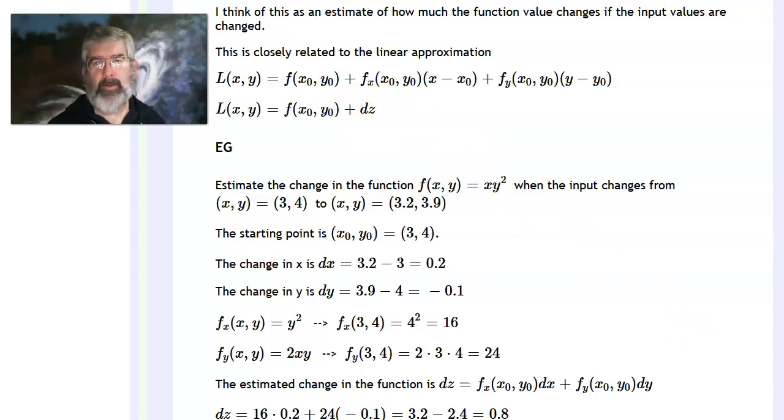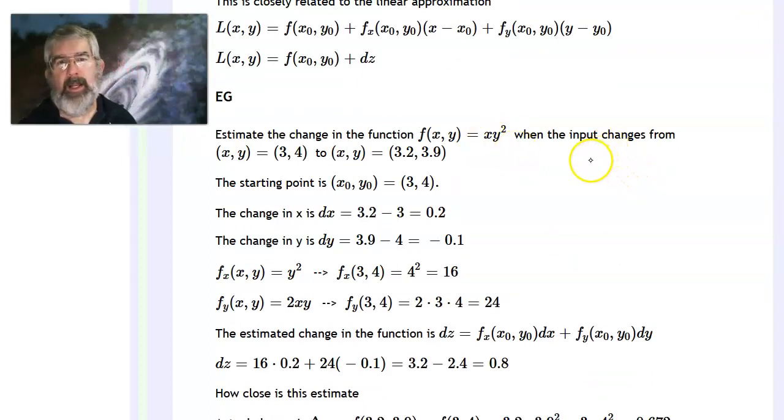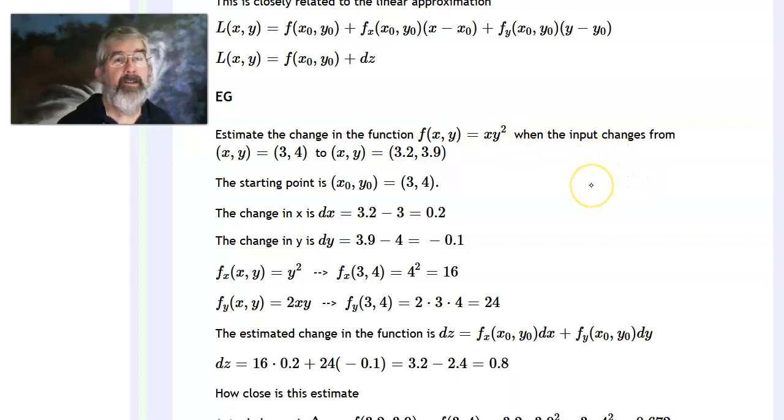And so here's my example. Here's the function f of x, y equals x times y squared. And I want to estimate the change in the function when I change from (3, 4) to (3.2, 3.9). Now, if you've got a good calculator, you can just plug in (3, 4) and (3.2, 3.9) and subtract to see what the actual difference is. That we would call delta z. The estimated change we're calling dz.